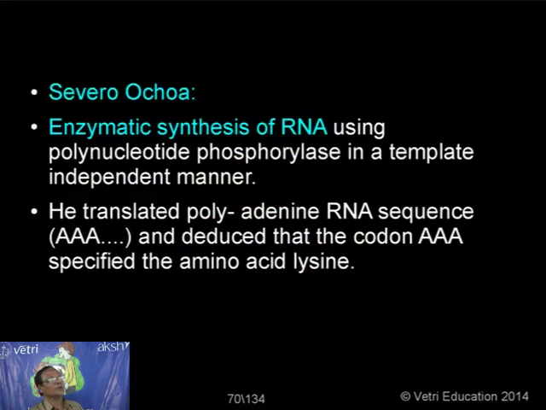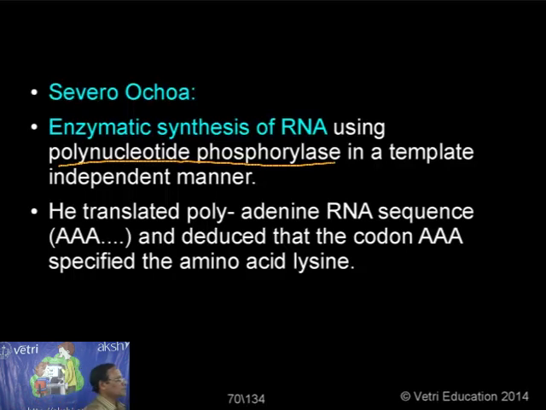Now the next person, Severo Ochoa. So Nirenberg, Ochoa, Khorana are all related to the genetic code, but the most related person is Nirenberg. Ochoa made RNA molecules by an enzymatic method using polynucleotide phosphorylase. By using this enzyme, he synthesized RNA molecules in a template-independent manner, without any template or model. He simply added the nucleotides with the help of the enzyme and joined them together to form the RNA molecule. And he also translated the polyadenine RNA sequence.